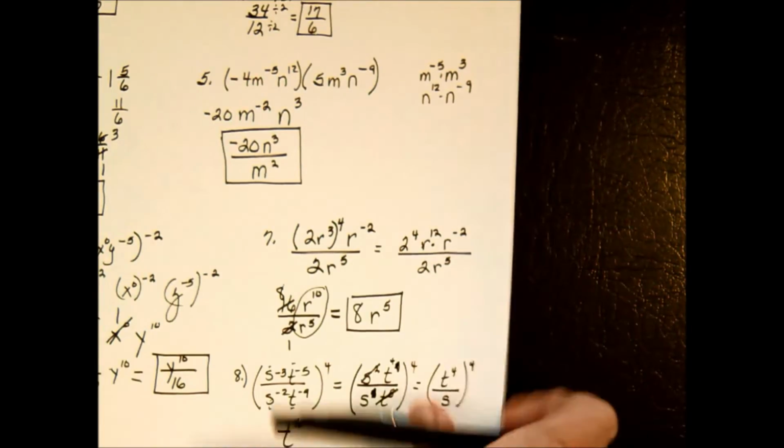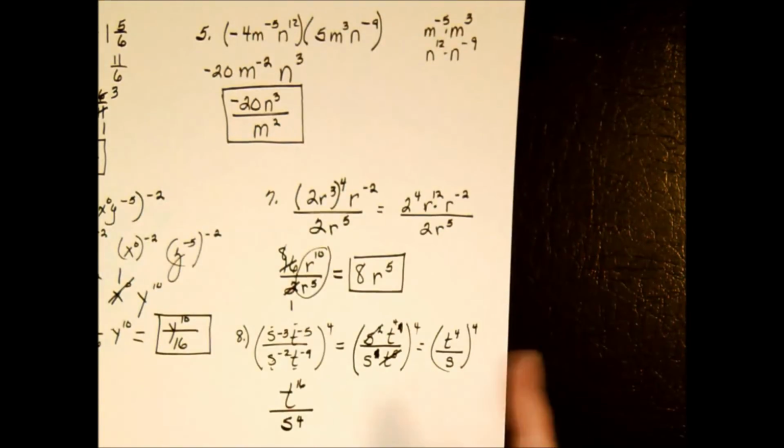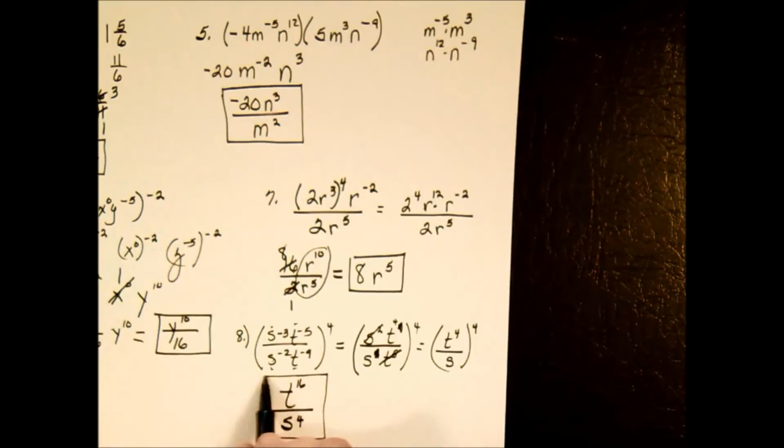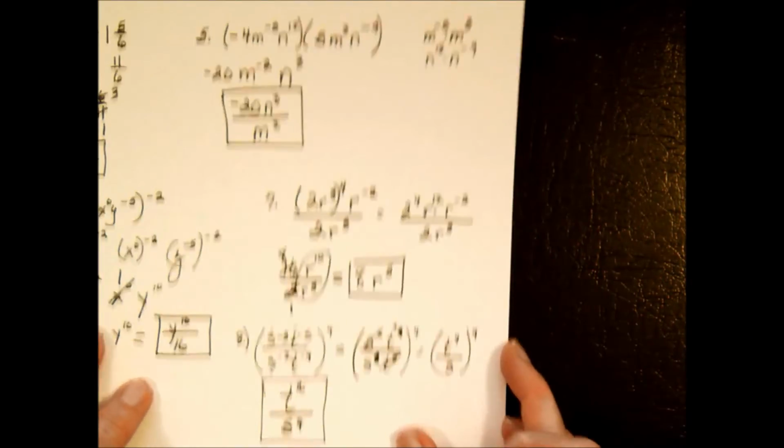Now, even though this is division, they're not like bases, so I can't subtract those exponents. One is an s and one is a t.